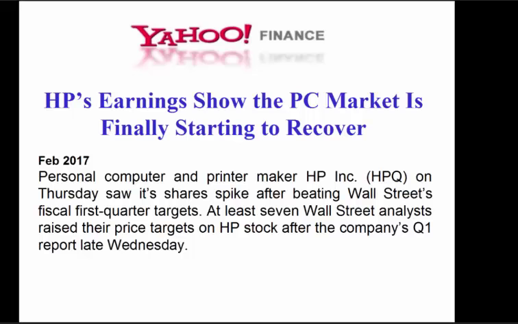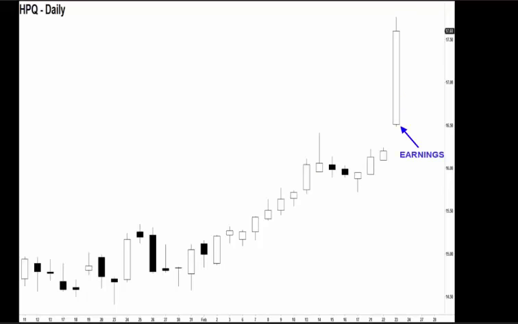So Yahoo Finance reported this, and as you can see, if we look at the chart, that's where the earnings came out. Look at how the stock jumped up on that announcement. Okay, that's great. And this is what most people trade. They'll see these earnings and they'll say, "Boy, I'm going to buy it."